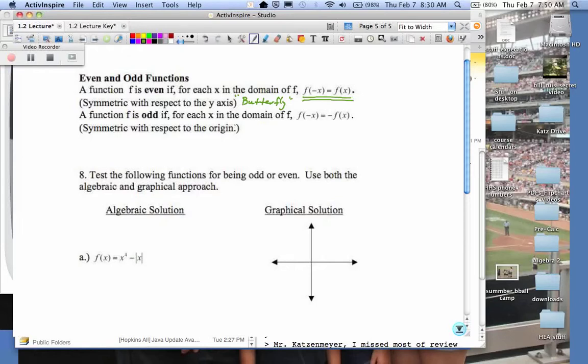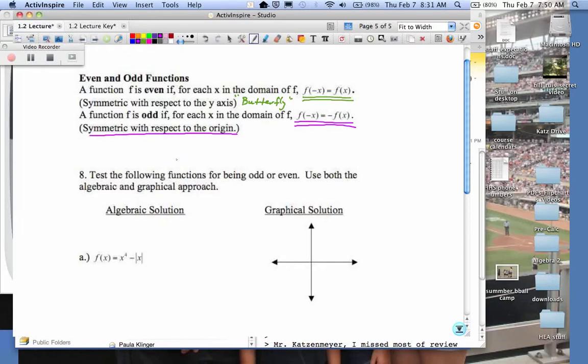A function is odd if this is true. And how I refer to that is, one person does a negative input, one person does the opposite of the function, and if you get the same output, then you have an odd function. This is what they call symmetric with respect to the origin.